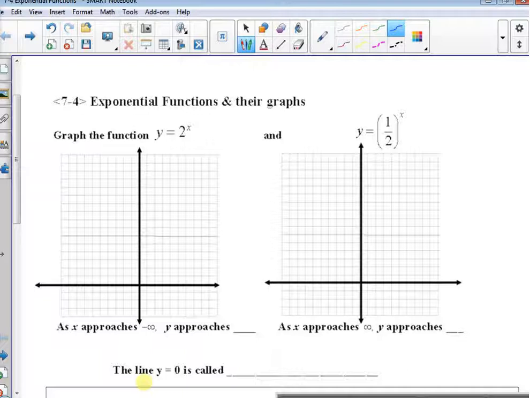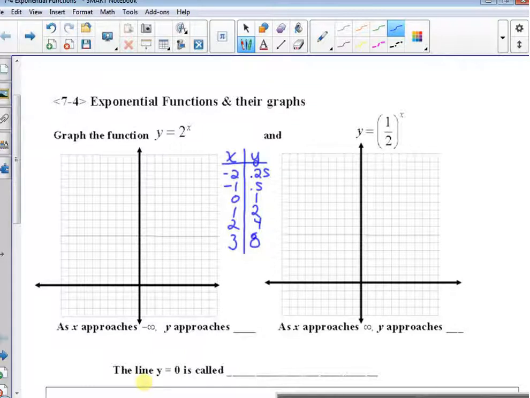So I'm going to put that table right here and go with -2, -1, 0, 1, 2, and 3. From my table I got 0.25, 0.5, 1, 2, 4, and 8. So there's no value that you can enter in for x so that y is going to be 0.